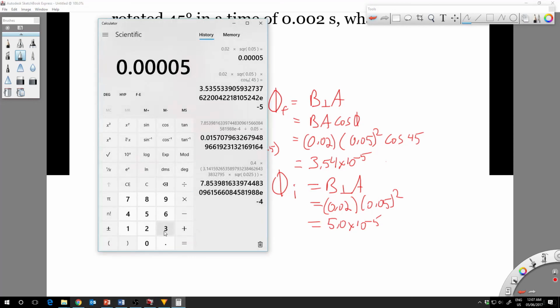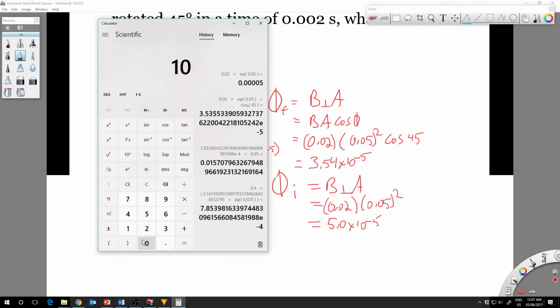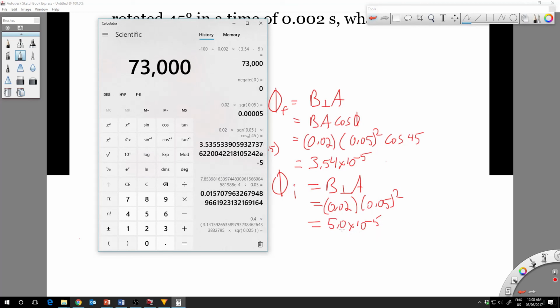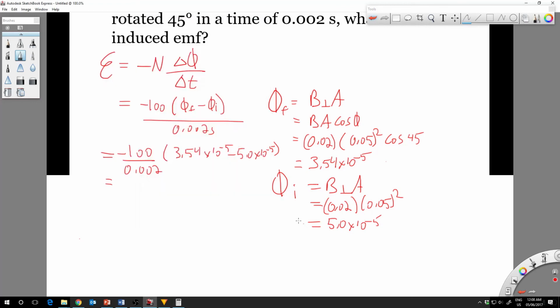Altogether, that's negative 100 divided by 0.002 times 3.54. I'm going to skip the times 10 to the negative 5 since they both have the same multiplier, and I'll add it in after. I miss my calculator sometimes. So 3.54 minus 5, there you go, and then I'll multiply this by 10 to the negative 5. So 0.73 volts. There we go.